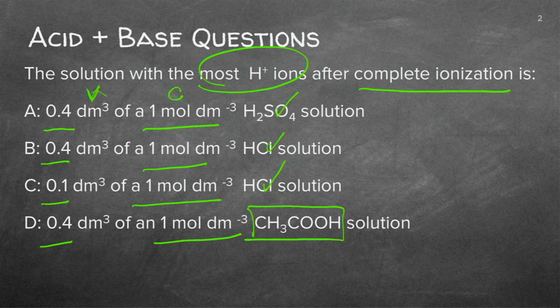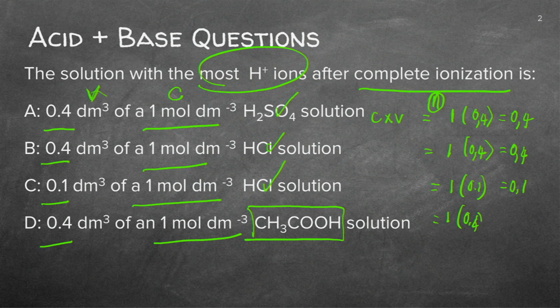So how do I go about this? I need to know how many moles I have. Now I'm going to calculate it by multiplying the concentration, which is 1, with the volume, 0.4. So now I see I've got 0.4 here. Here I've got exactly the same, 1 times 0.4. This is 0.4 mole. Can you see that's what we're calculating? Here I'm going to do 1 times 0.1, so it's 0.1. And here I've got 1 times 0.4, so here I've got 0.4.